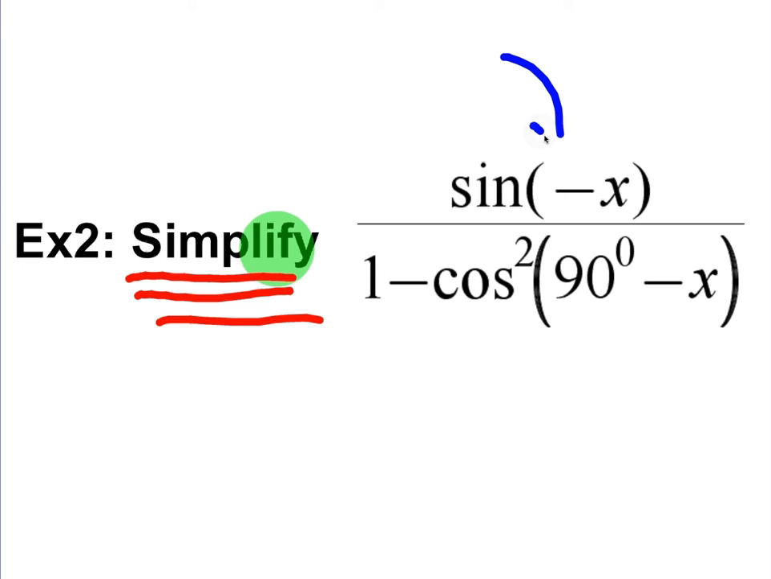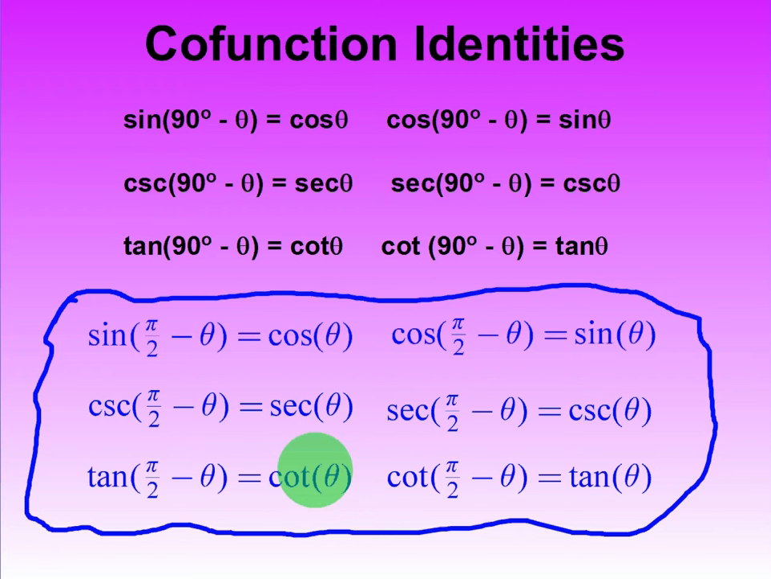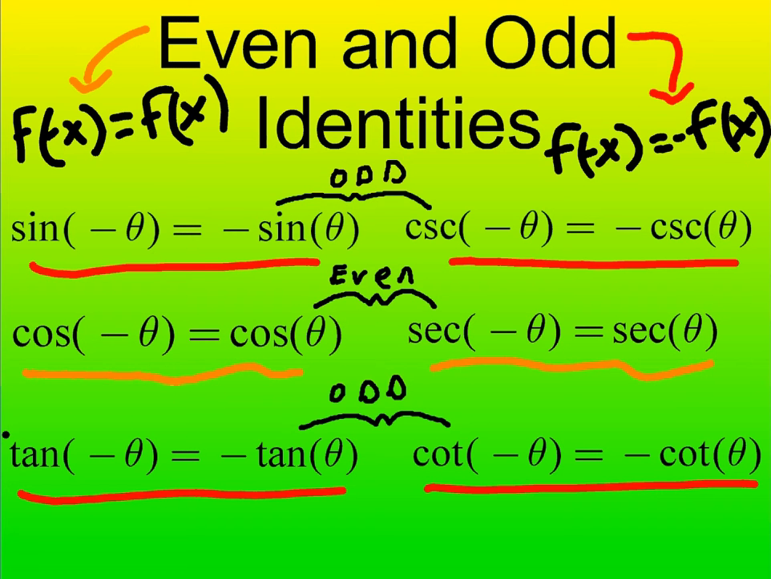Now, a lot of students always ask me, how do I know when I use this? How do I know when I use that? Well, if you look back at the even odd identities, you can easily see that sine of negative theta is equal to negative sine of theta. Well, if you see sine of negative x, that's the same thing, right? So anytime you see a negative inside of a parentheses and it's a trig function, you're probably talking about even and odd identities.